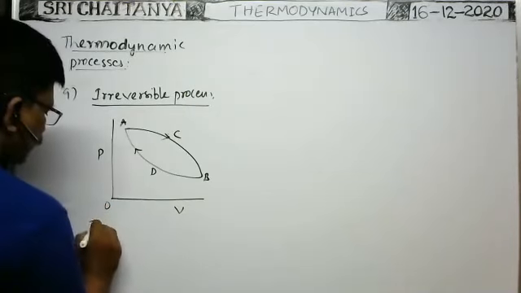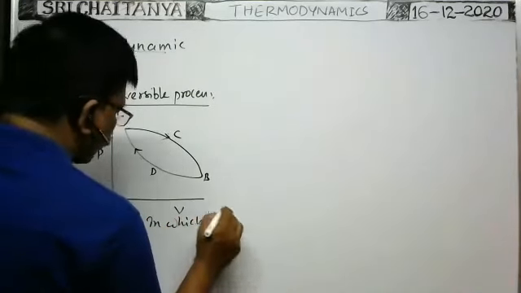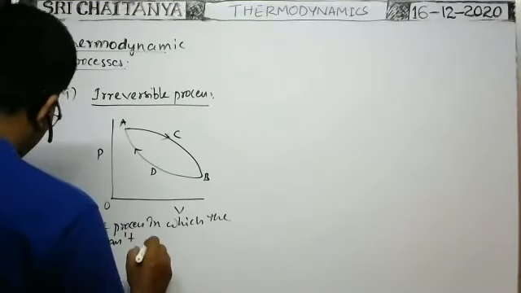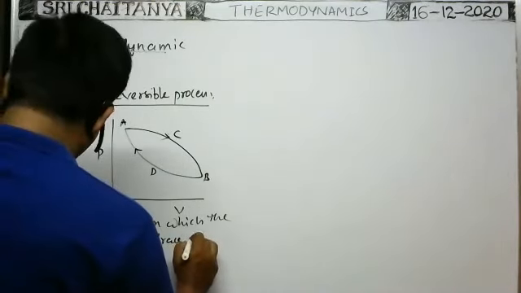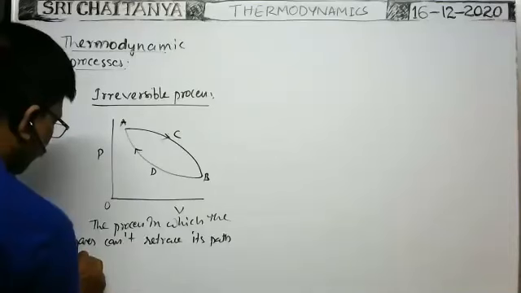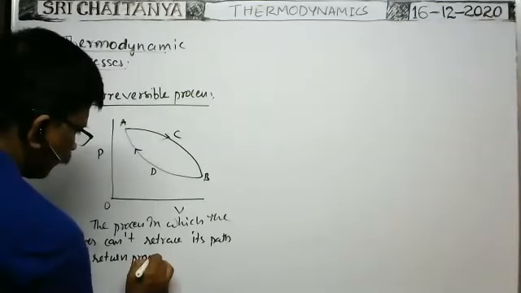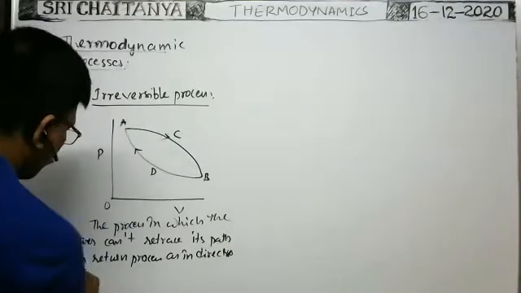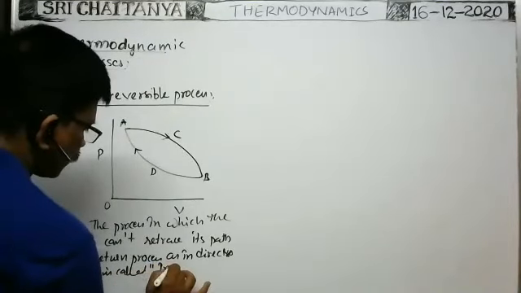So the process in which the gas cannot retrace its path in the return process, as in the direct process, is called an irreversible process.